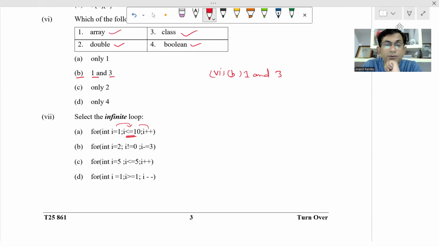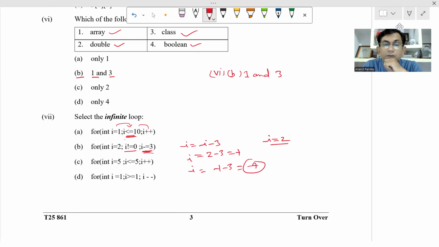Now here you can see I equal to 2, and here we are decreasing the value of I by 3, meaning we have written I equal to I minus 3. The first time the value of I will be 2. Next time the value of I will be what? 2 minus 3 will be minus 1. And next time the value of I will be what? Again minus 3. Minus 1 minus 3 will be minus 4. And so on. So it will never become 0.